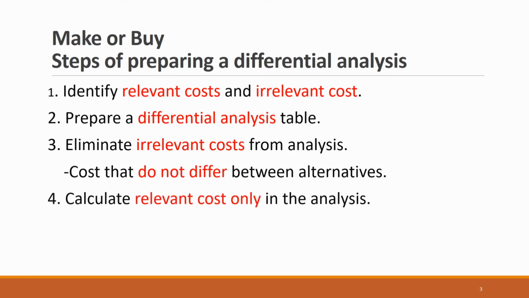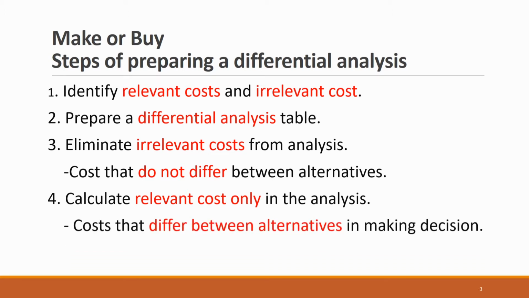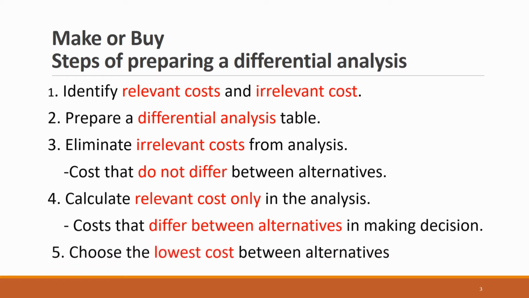4. Calculate relevant costs only in the analysis. Relevant costs mean costs that differ between alternatives in making a decision. Number 5. Choose the lowest cost between alternatives, either make or buy.